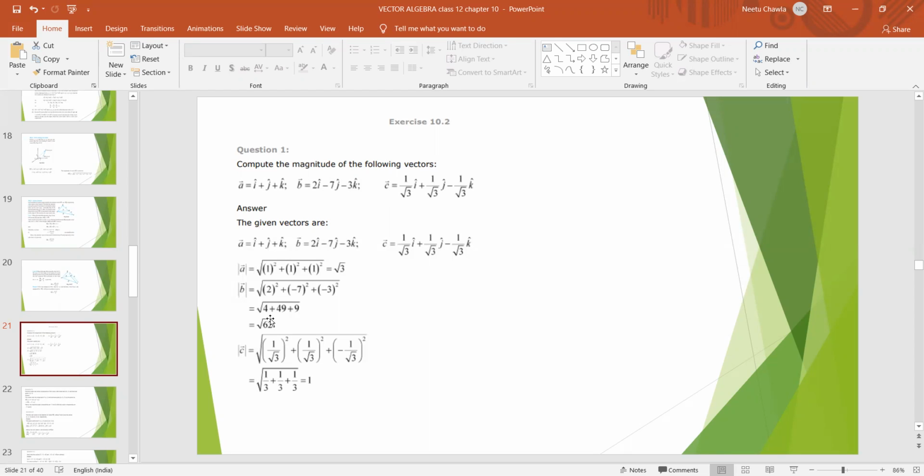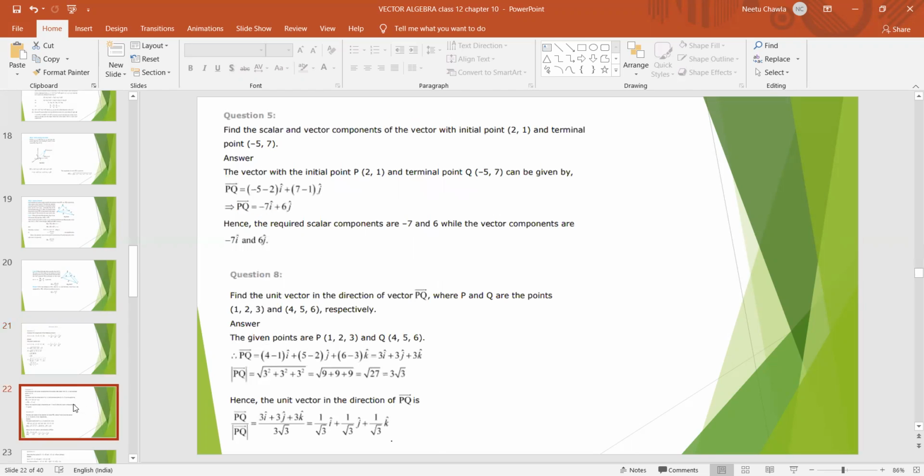And here you can see B vector as 2 square plus minus 7 square plus minus 3 square, and I am getting here root 62. Similarly, when we do it for the C vector, we are getting 1 upon 3 plus 1 upon 3 plus 1 upon 3, which is 3 upon 3, which is giving me 1. So this is the way to find the magnitude of vectors. This is the beginning concept, and we'll be using this in many further concepts.